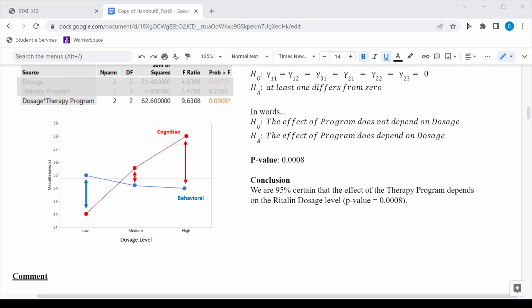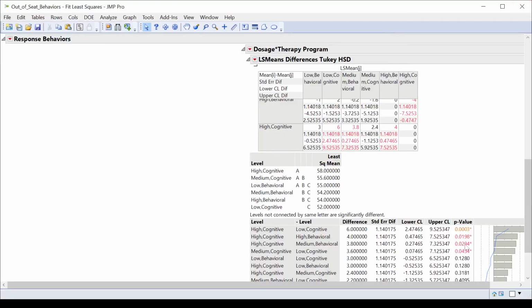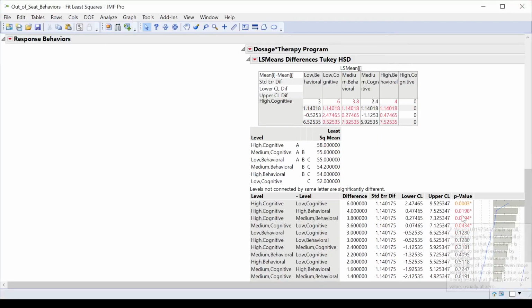Okay, so that's how those multiple comparisons can be used in practice. Right? We can identify optimal combinations of the treatments so that we can reduce the number of out-of-seat behaviors, which is the goal here.